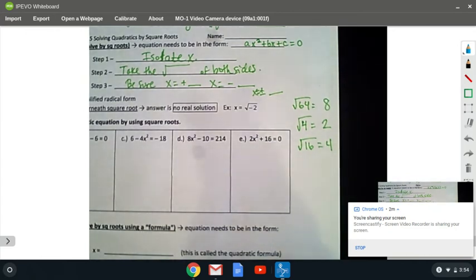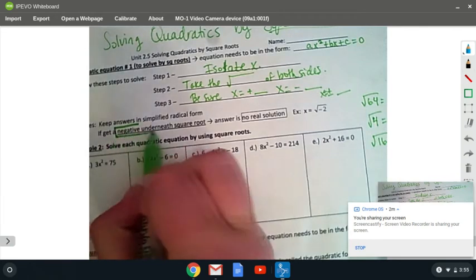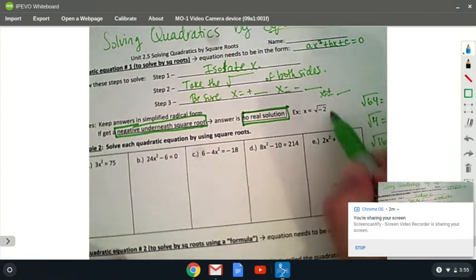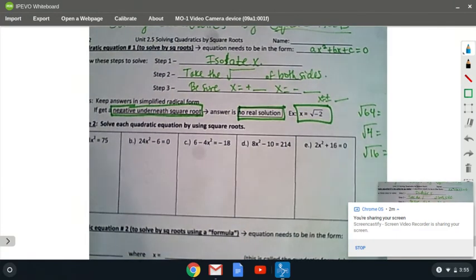One really important thing to remember is that if we get a negative underneath our square root, the answer is no real solution. So if it looks like this, x equals the square root of a negative 2, there's no real answer that we can do there.